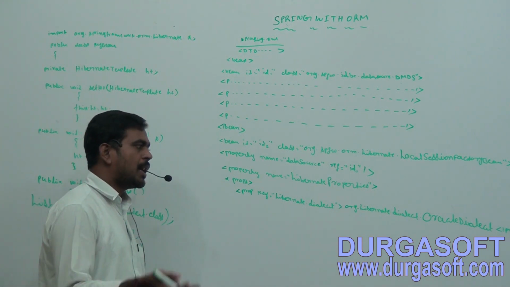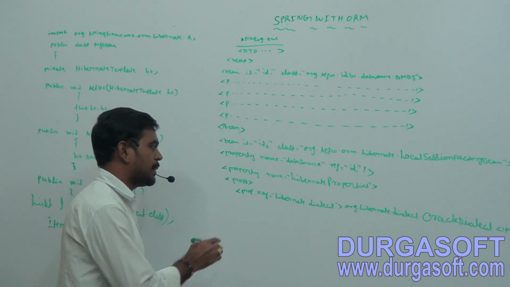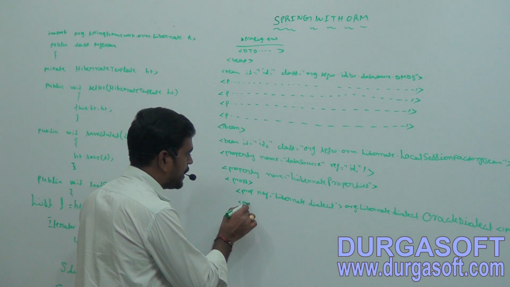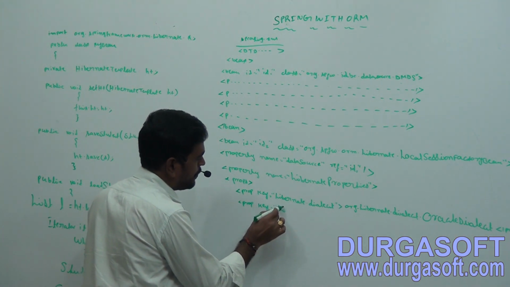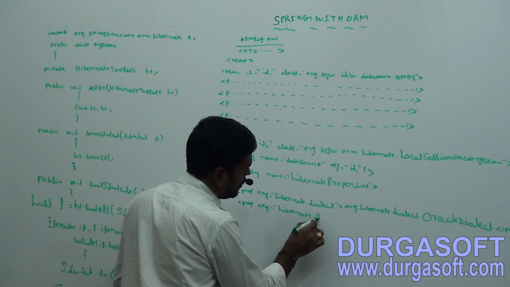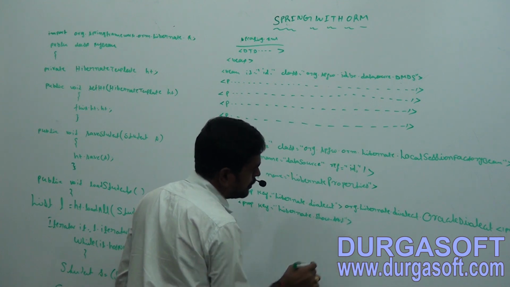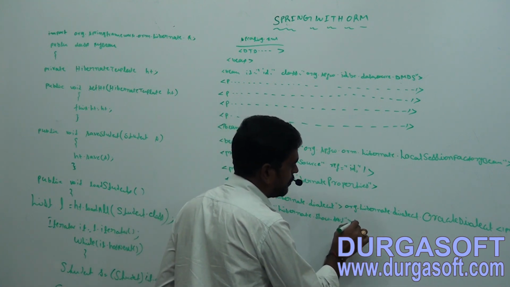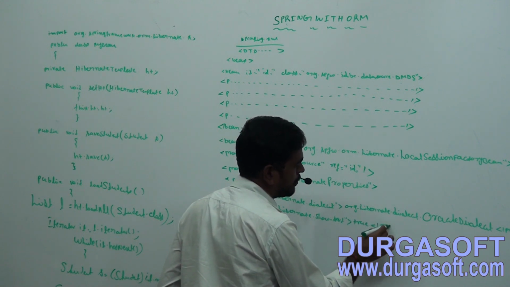Then next, if we want to see that generated SQL query, we can use one more property. What is that property? Prop key is equal to hibernate.show_sql. Then we can pass here what? True. If you are passing false, it doesn't display.